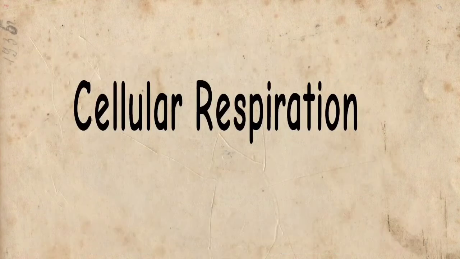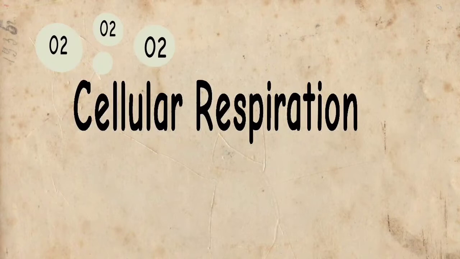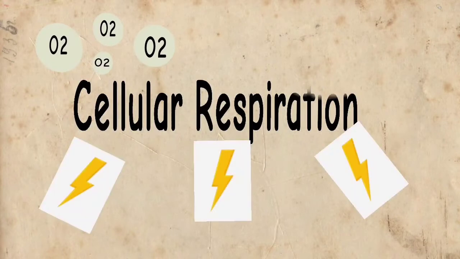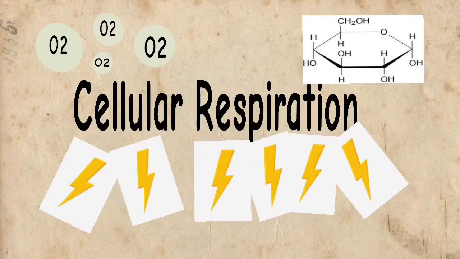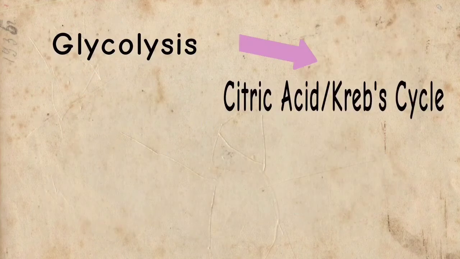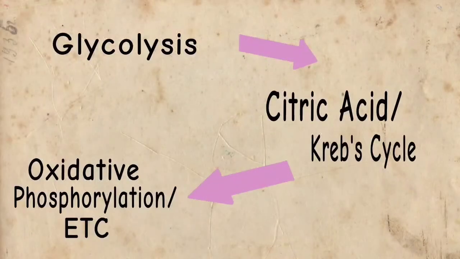Cellular respiration is a catabolic, exergonic, oxygen-requiring process that uses energy extracted from macromolecules or glucose to produce energy, or ATP, and water. The stages of cellular respiration include glycolysis, the citric acid or Krebs cycle, and oxidative phosphorylation or the ETC.